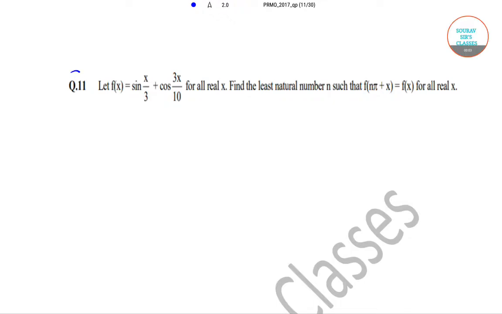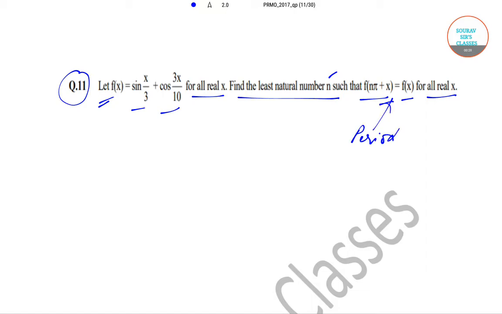Hello everyone, today we will be solving question number 11. In question number 11 it has been said that let f of x be equal to sine x by 3 plus cos of 3x by 10 for all real x. We need to find out the least natural number n such that f of n pi plus x is equal to f of x for all real x. So basically we are concerned with the period of f of x.